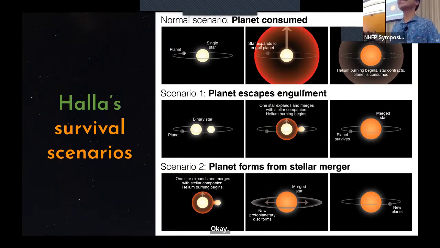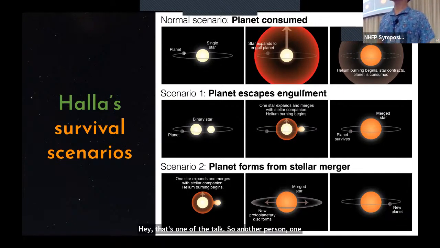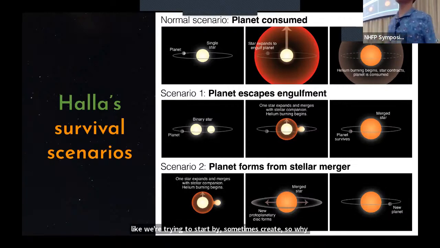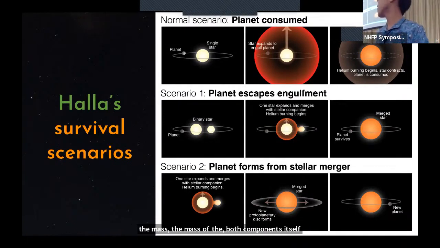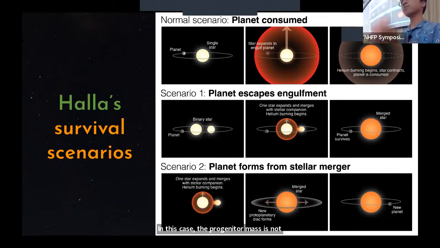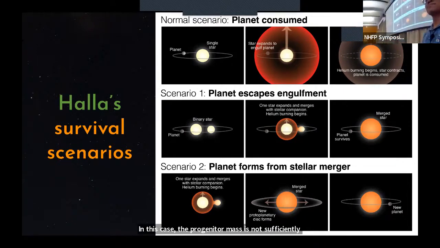Hey, that was a wonderful talk. So I'm not an expert, but one thing that I do remember from astrophysics was that white dwarf giant star binaries sometimes create type 1a supernovae. So why does that not happen when the two stars merge? I think it depends a lot on the mass of both components itself. In this case, the progenitor mass is not sufficiently massive, I presume, to produce something that would result in a supernova. Okay, thank you.